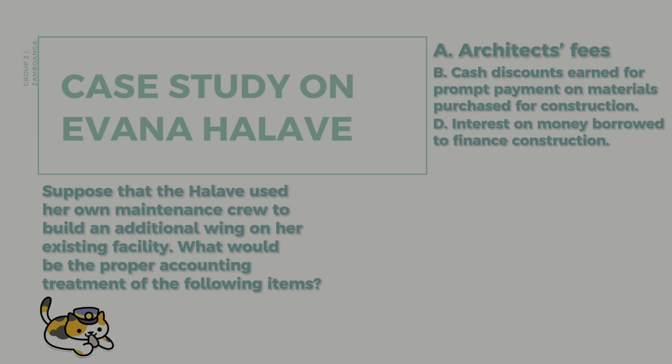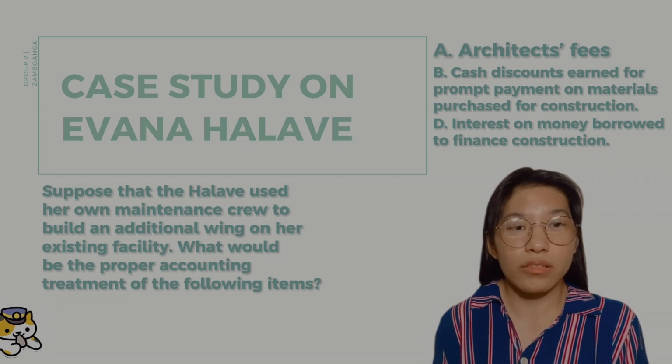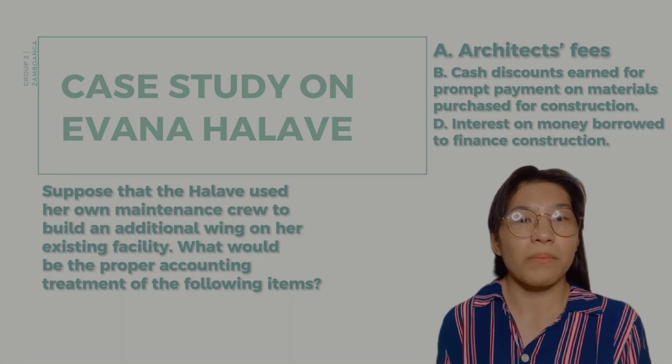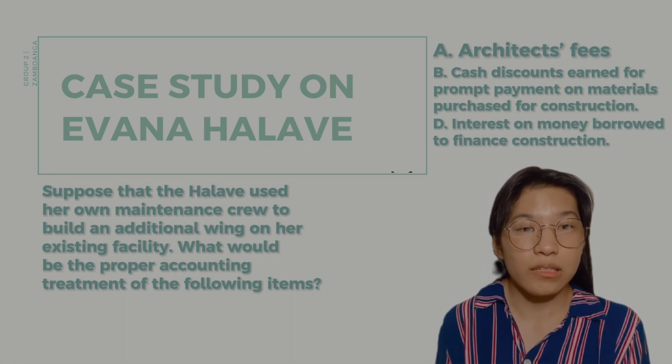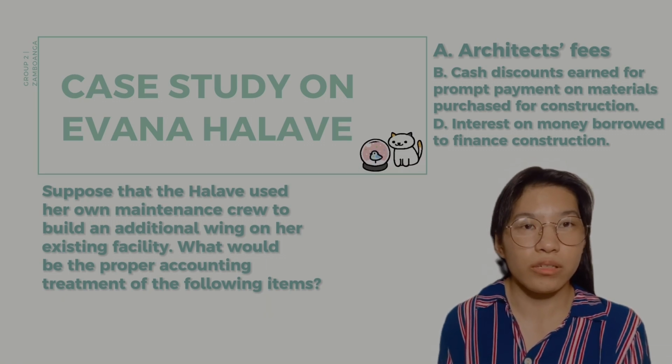D. Interest on money borrowed to finance construction. For borrowing costs, factors are directly related to the asset. In this case, money to finance construction. It will also be capitalized, or in other words, the amount will be added to the total cost of the building.